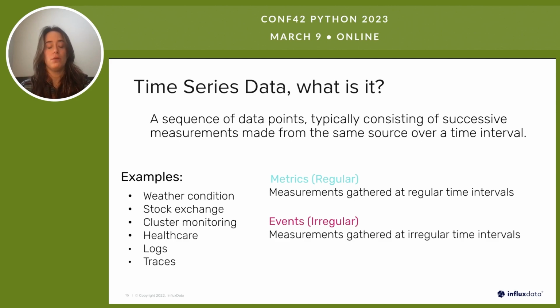And we usually think of time series data existing in two categories: metrics, which is time series data that's gathered at a regular interval. So when we measure the temperature data of our house, for example, we consider that to be a metric because we're measuring it regularly. And then we have events, and those are measurements that are gathered at irregular time intervals. So when something happens, when something's triggered, for example.